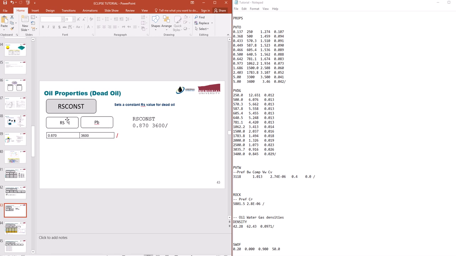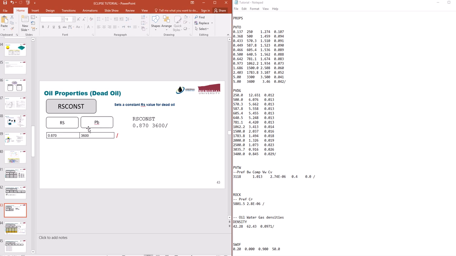Okay. So for RS, RSCONST is the keyword that you need to use in this situation, and the RSCONST keyword takes two items. The first item is the solution gas oil ratio, RS, so you need to provide that. And the second item is PB, the bubble point pressure.